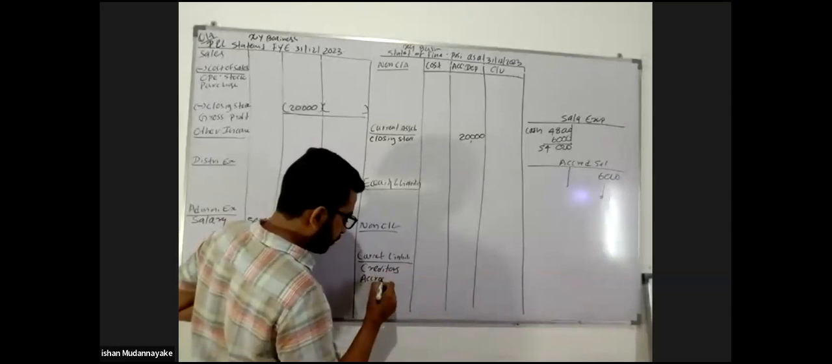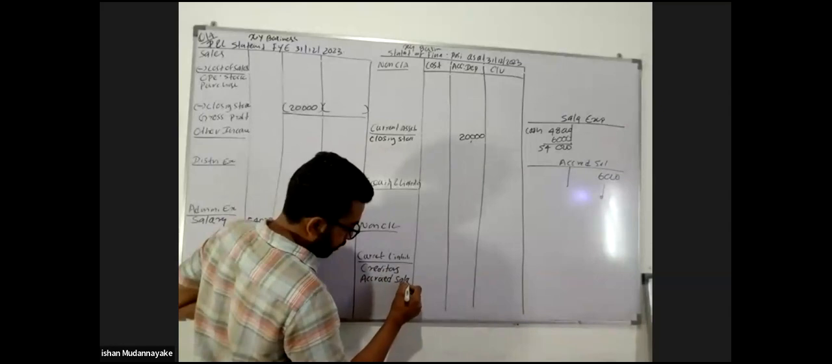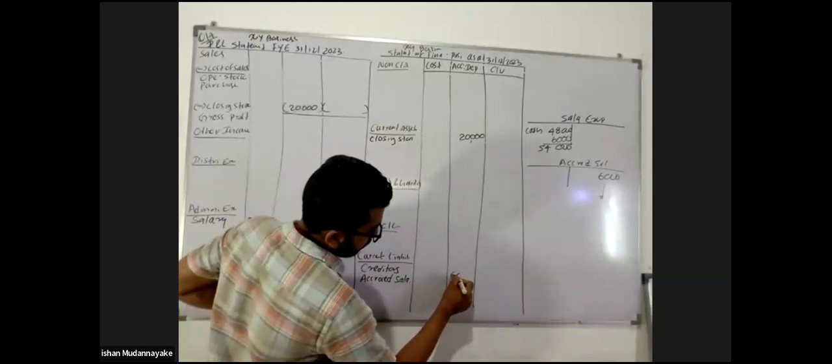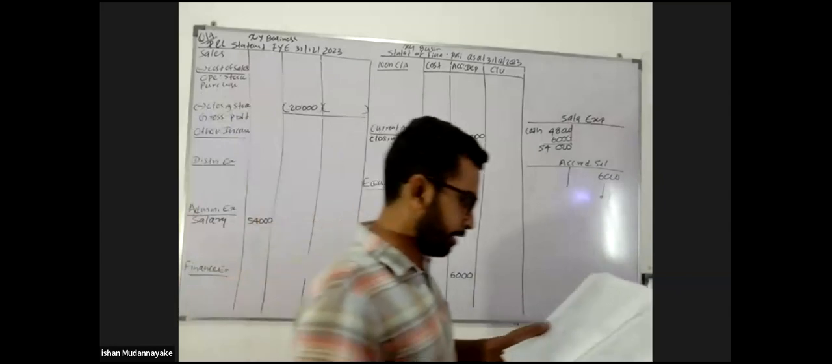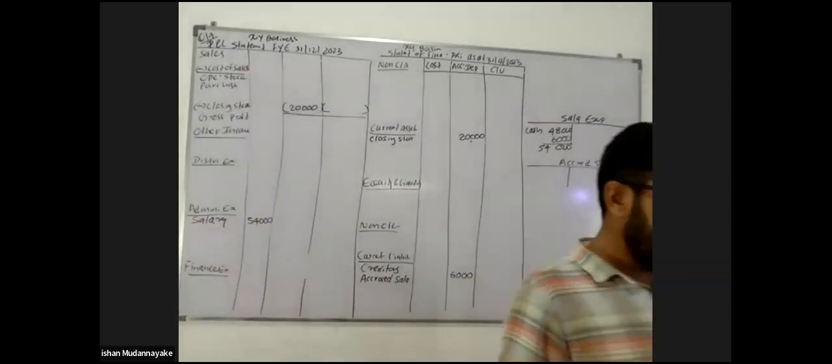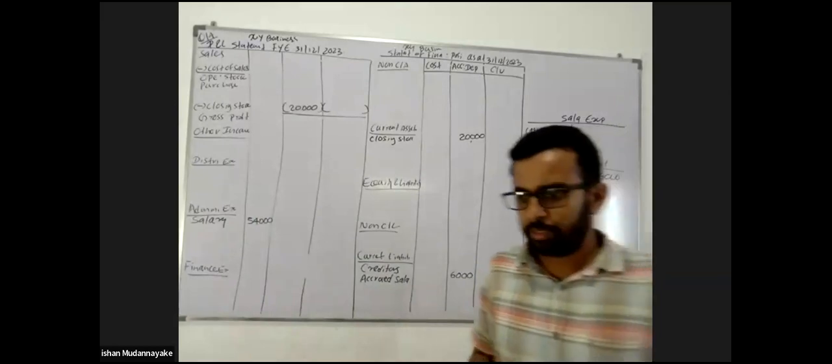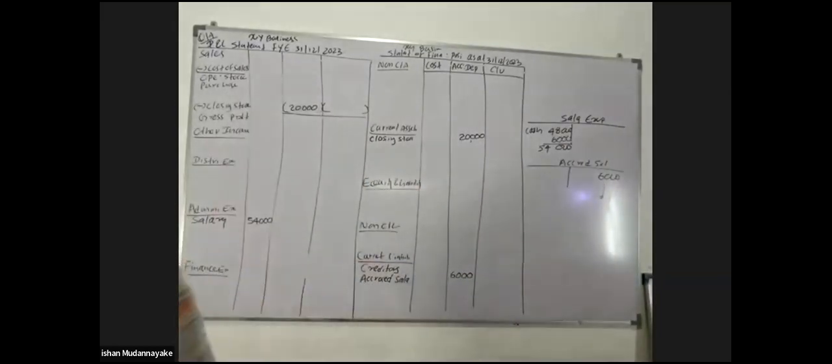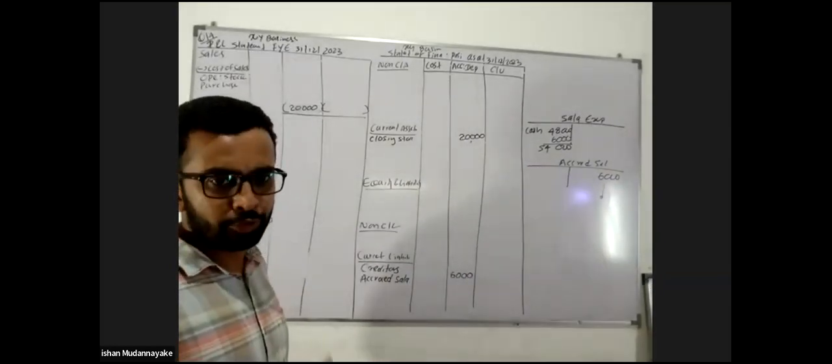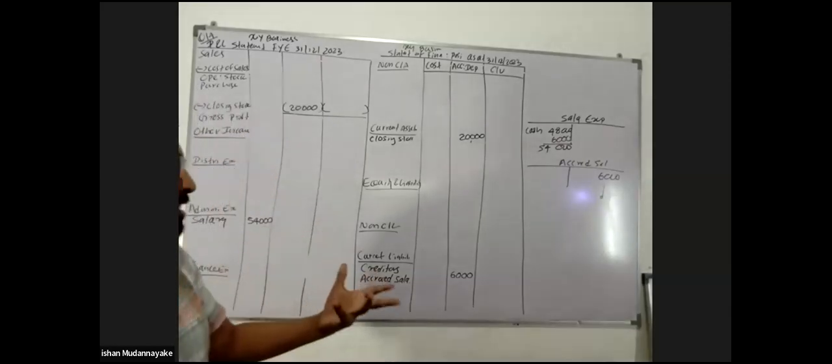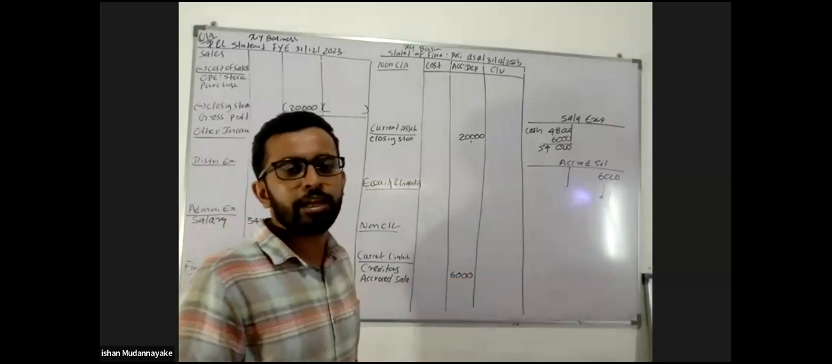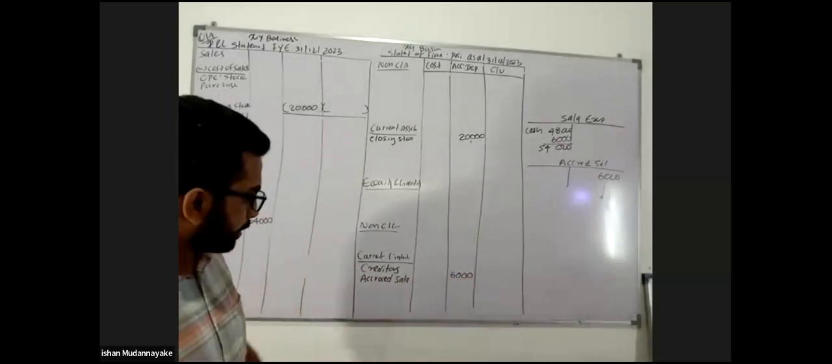Accrued salary 6,000, current liability. We have discussed these adjustments already, with questions number 11, 12, 13. Already we have discussed the method of recording accrued salary in the business organization. It means salary expense 48,000 plus 6,000, then the total amount 54,000 is recorded under admin expense, and the unpaid 6,000 is transferred to current liability.